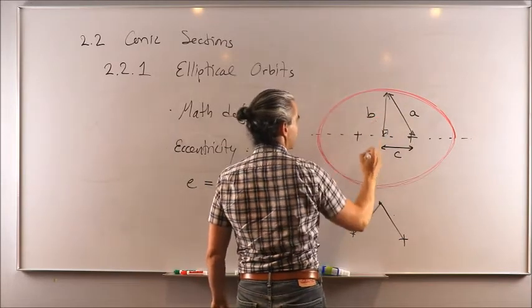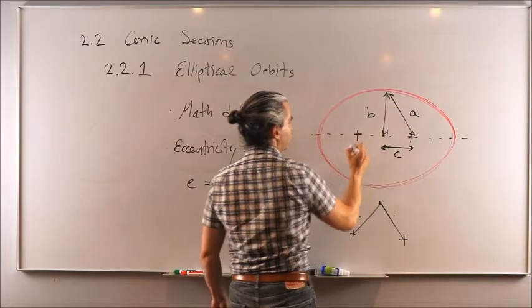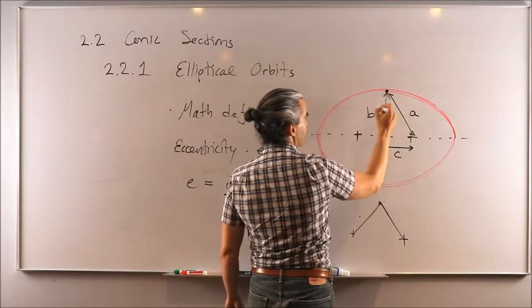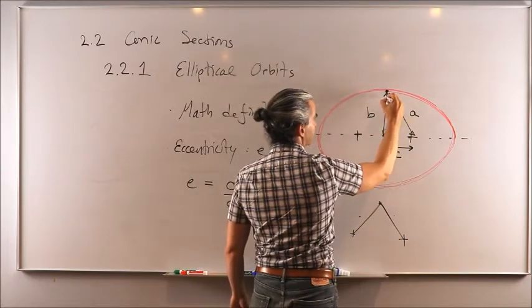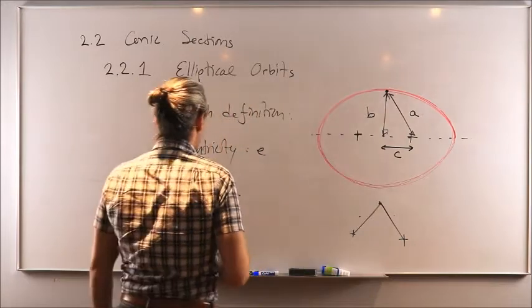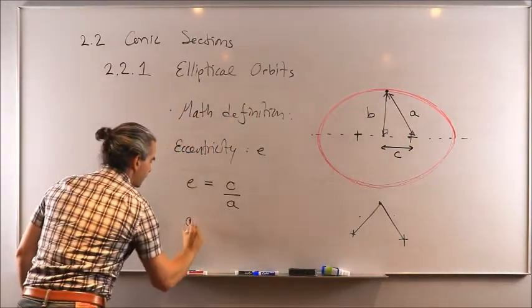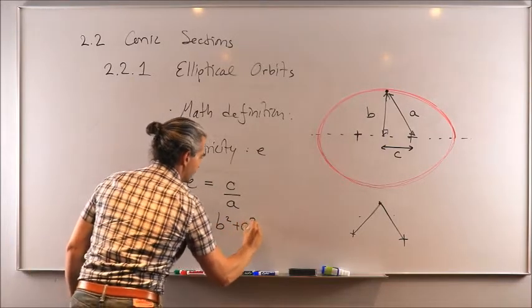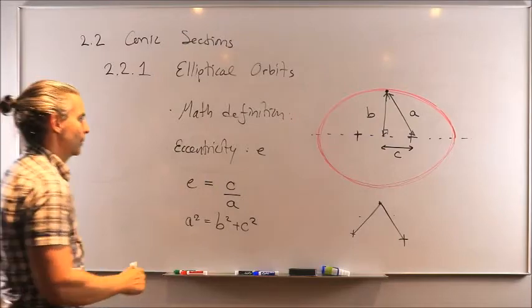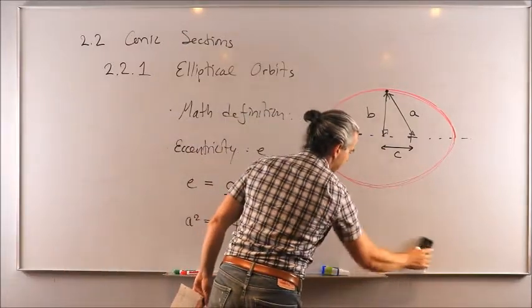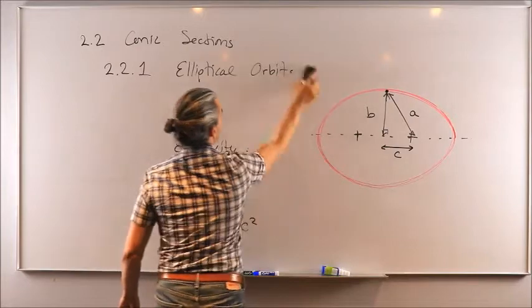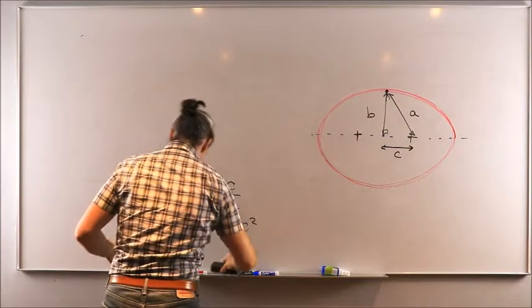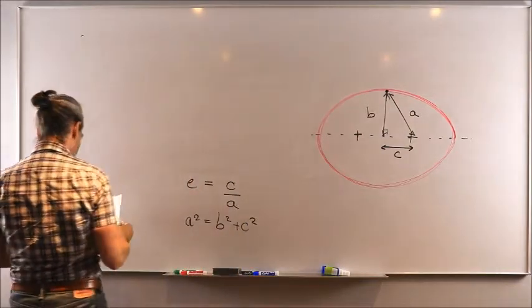So this is a particular situation where the point of interest, when you apply the mathematical definition of an ellipse, is chosen right here, such that side 1 is equal to side 2. Okay, well then we can say that A squared is equal to B squared plus C squared, just from the geometry of the problem here. Okay?